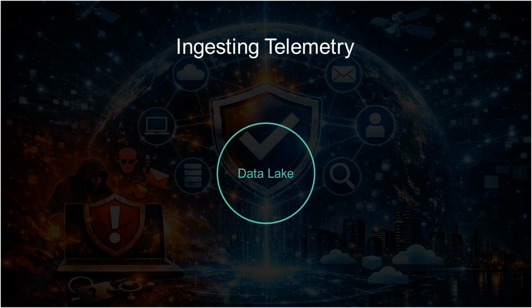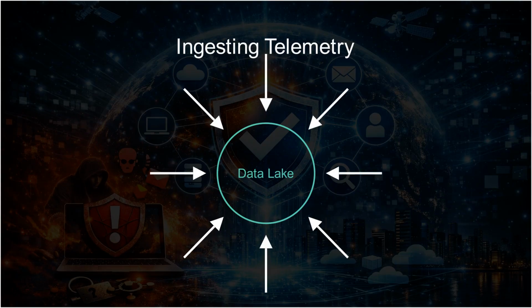So, how exactly does XDR process all of this disparate information? The first step is massive data ingestion. XDR collects raw telemetry from every single layer we just discussed. It pulls millions of logs, network traces, and file hashes into a centralized data lake, organizing it for immediate analysis.